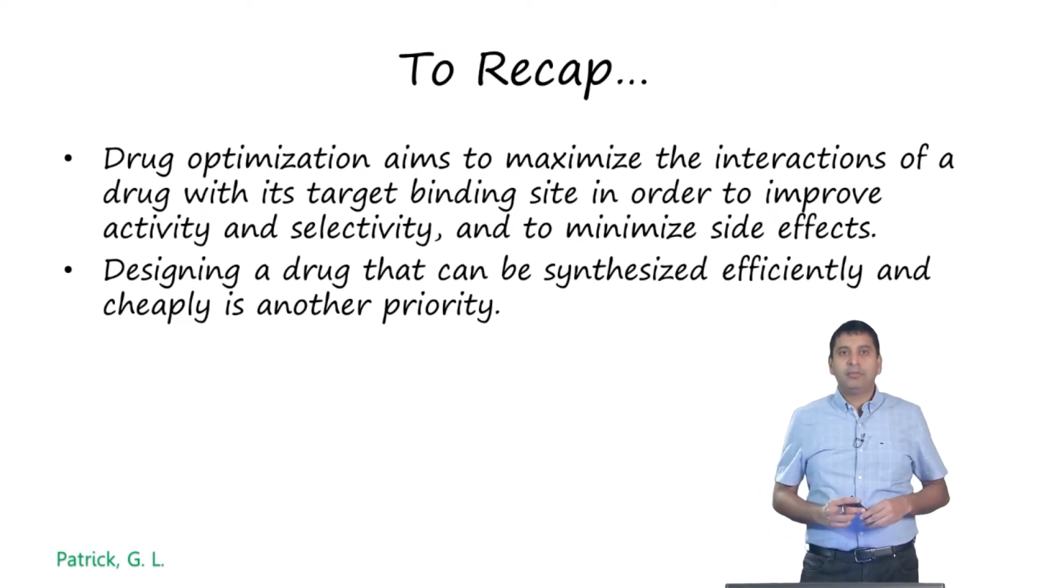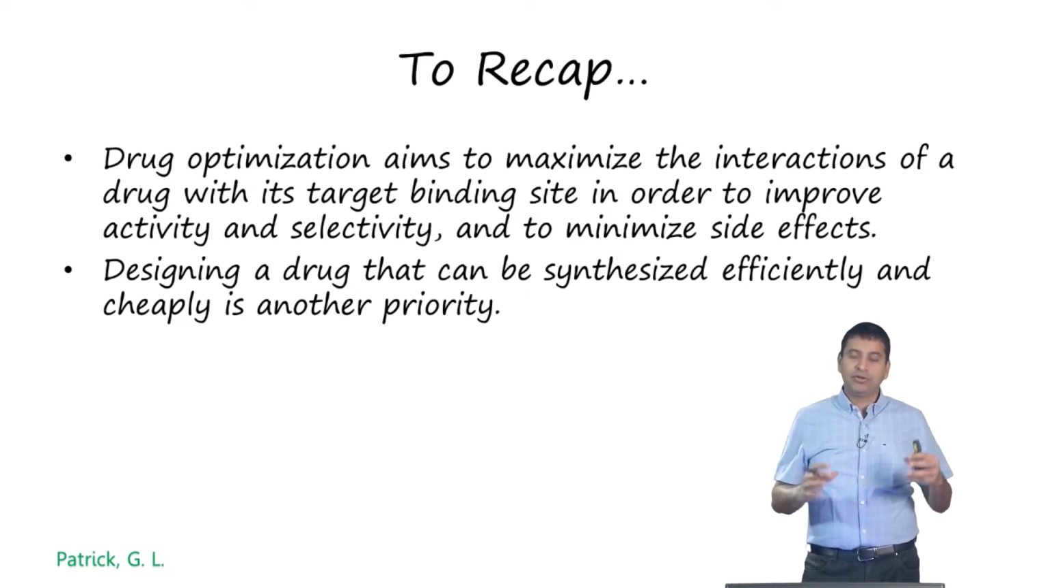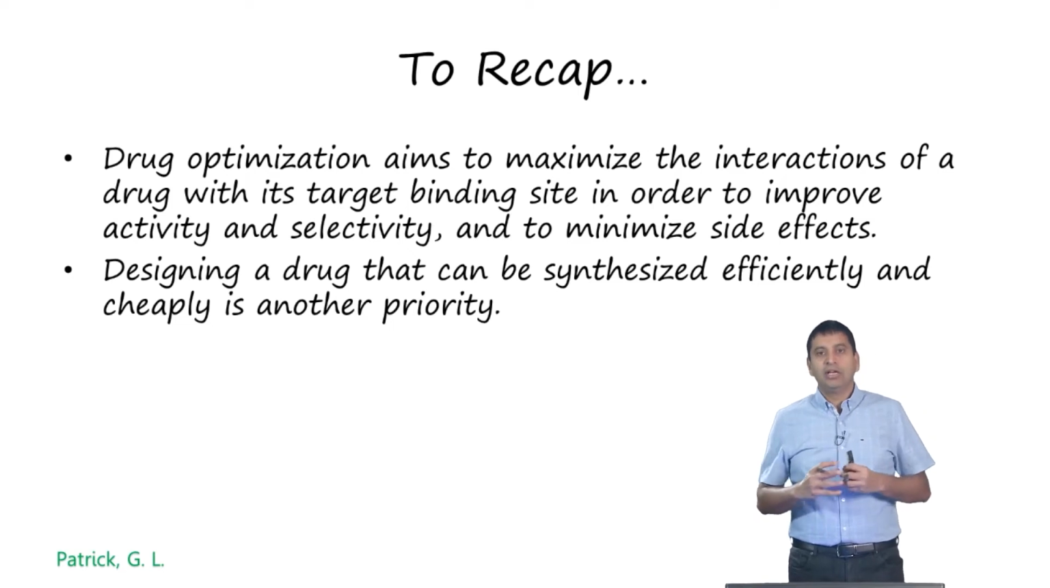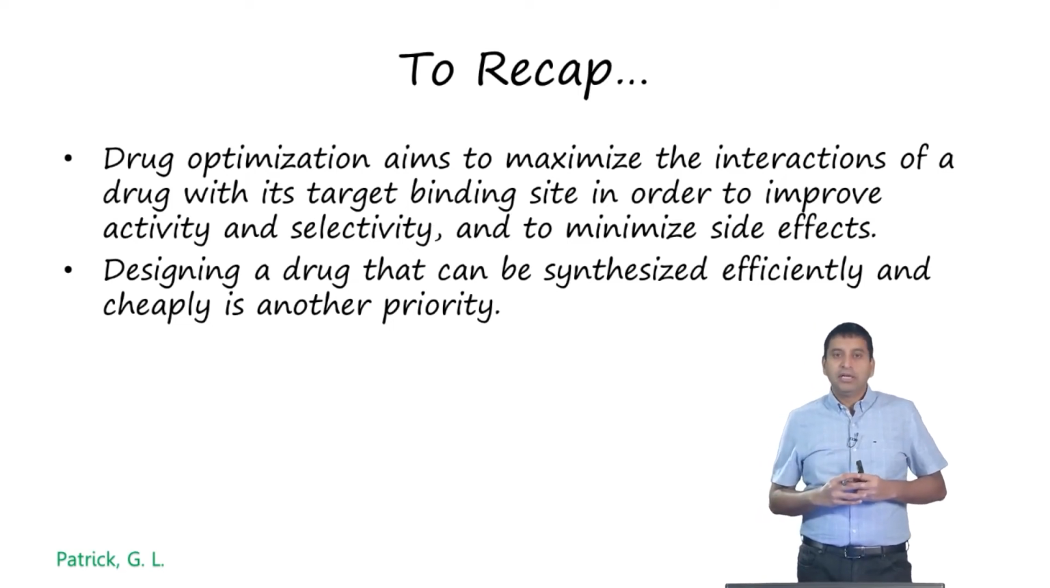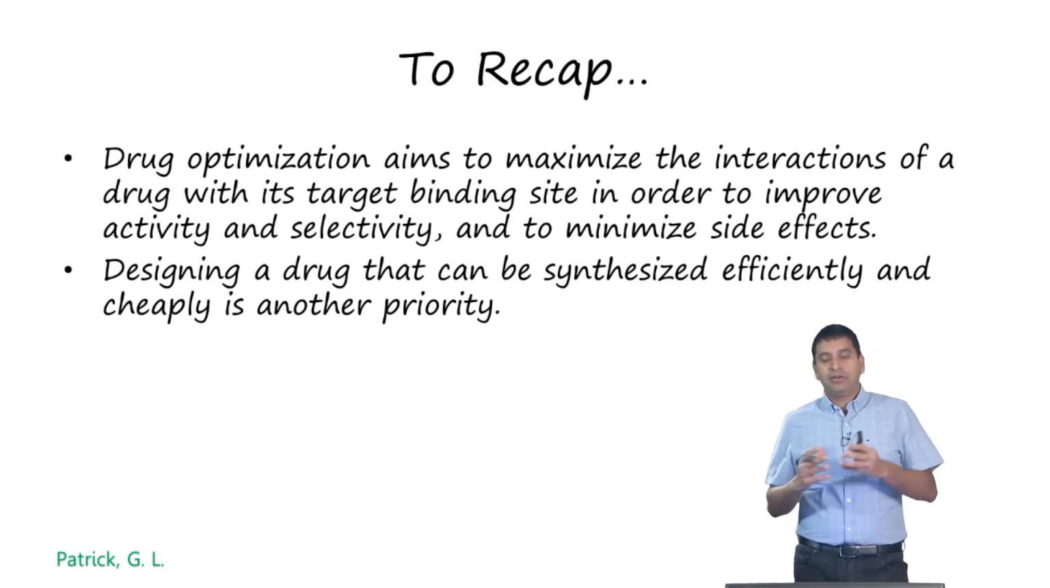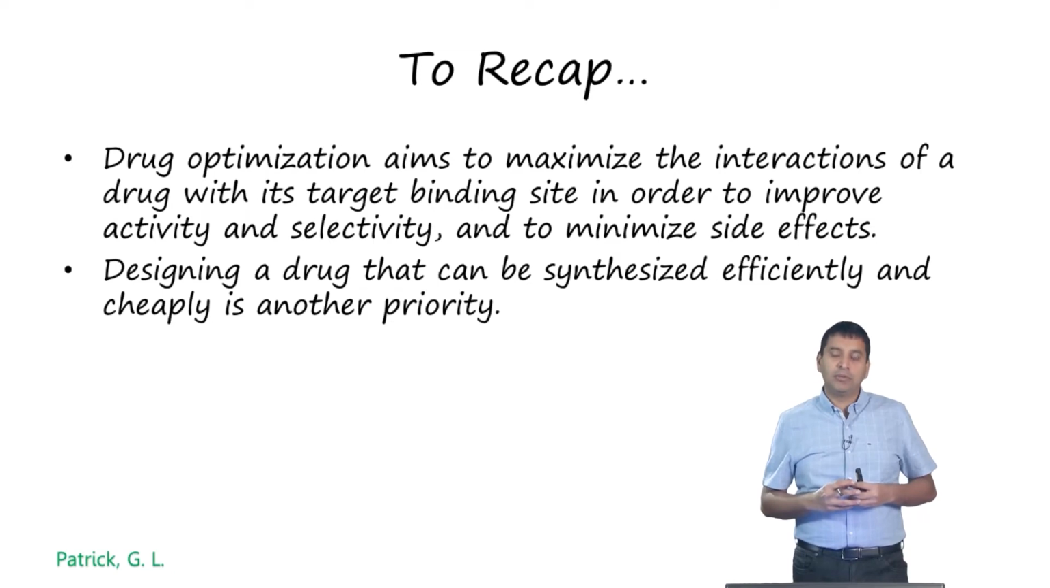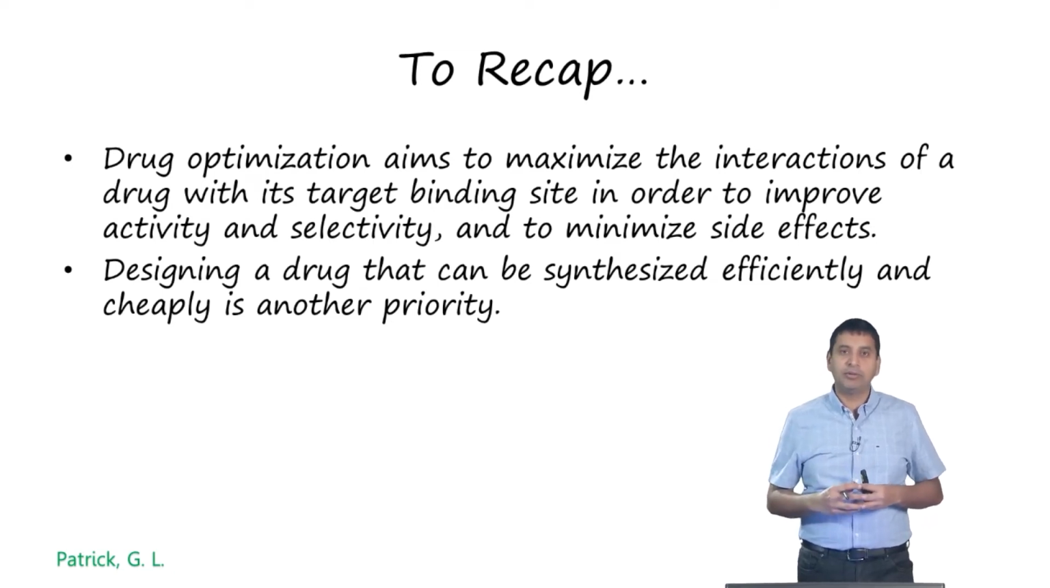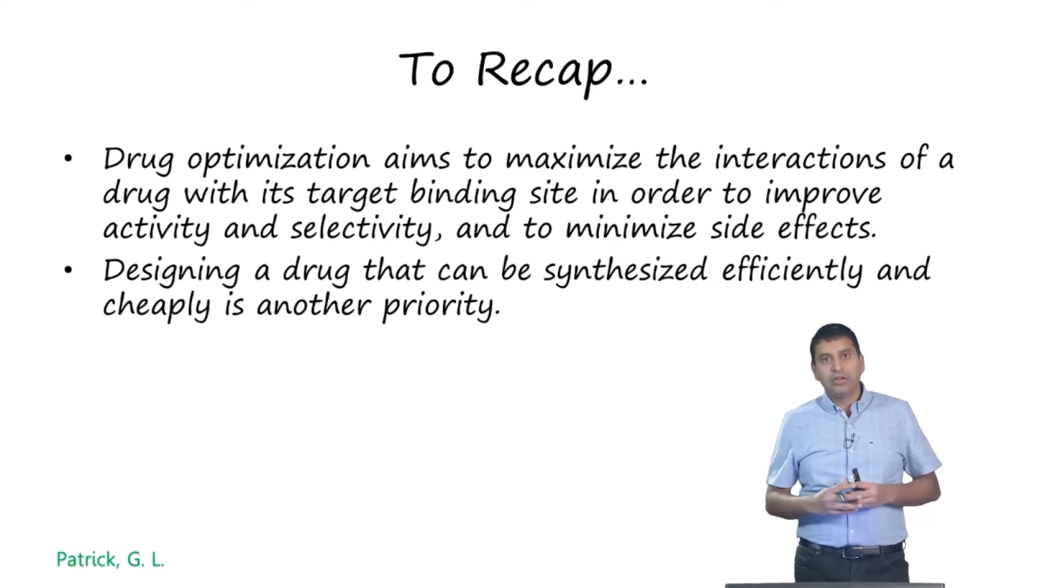So the major concept that we've been dealing with is drug optimization. Drug optimization basically looks to maximize the interactions of a drug with its target binding site. And as we know, this will help improve the activity of the drug. So if you have the right kind of interactions to the drug, then you're going to have perhaps the best efficacy. It also might improve the selectivity. So if you have two different kinds of active sites or two different kinds of receptors, then if you can optimize the drug to selectively act on one, that might be useful. And as a corollary, it would also minimize side effects, because as the selectivity of the drug goes up, the side effects presumably go down.